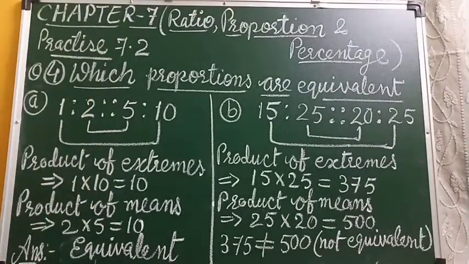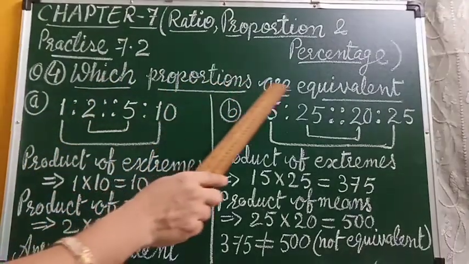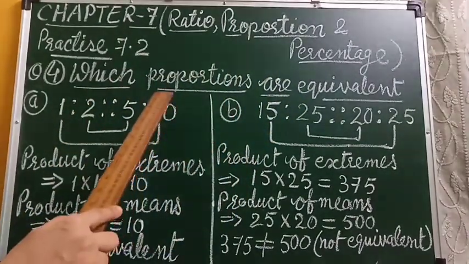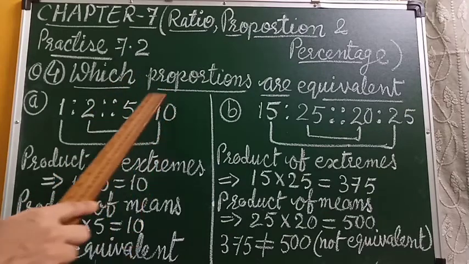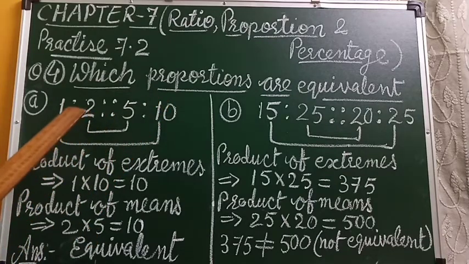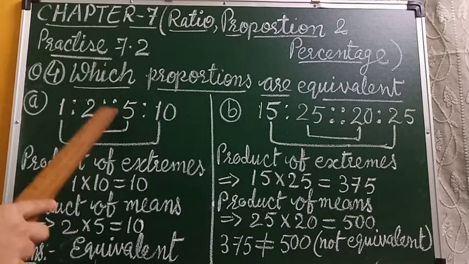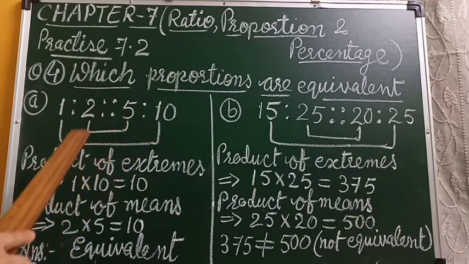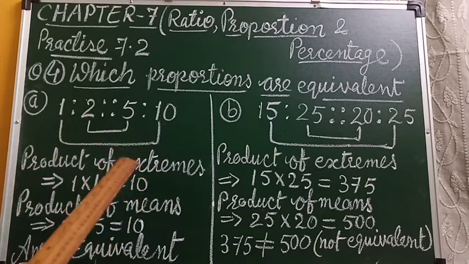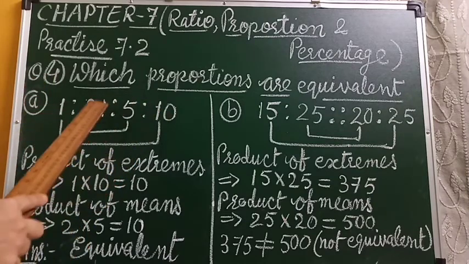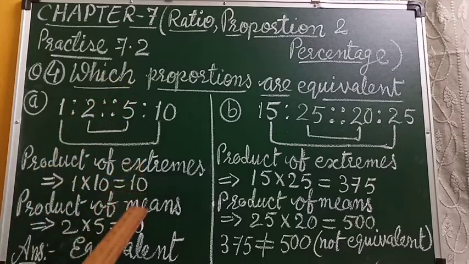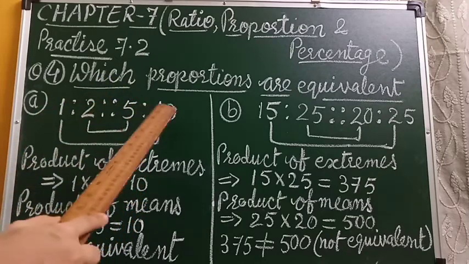In the next question, we have to prove whether proportions are equivalent or not. Here proportions are given and we have to find whether the proportions are equivalent or not. So how to prove that proportions are equivalent or not? We have a rule that if two ratios are in proportion, the product of extremes should be equal to the product of means. So by this rule, we can check: if both the products are equal, that means the ratios are in proportion, that means the proportion is equivalent. If the product is not equal to each other, that means the proportions are not equivalent.